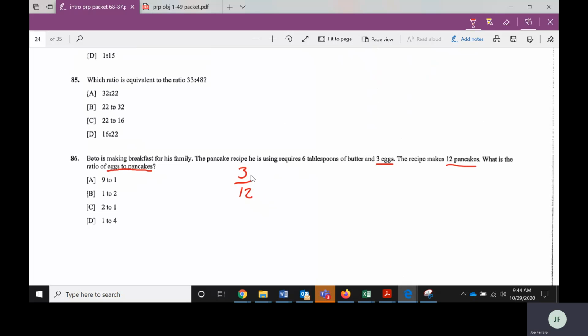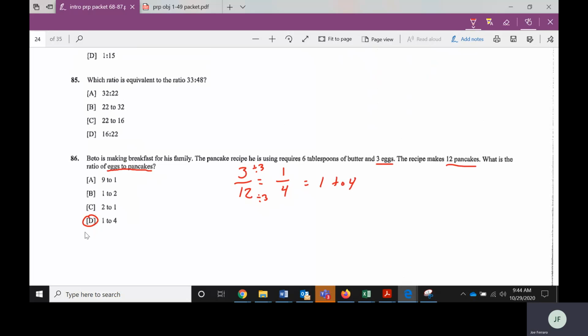The answer is not given there. Okay, 3 to 12 is not listed over here. So 3 goes into both 3 and 12. Okay, and 3 divided by 3 is 1. 12 divided by 3 is 4. And 1 over 4 translates to 1 to 4. Okay, so that is letter D.